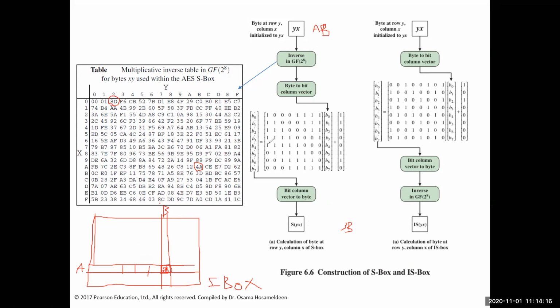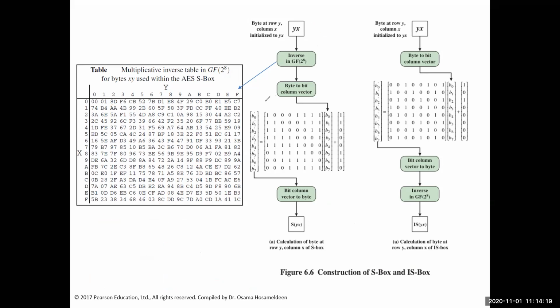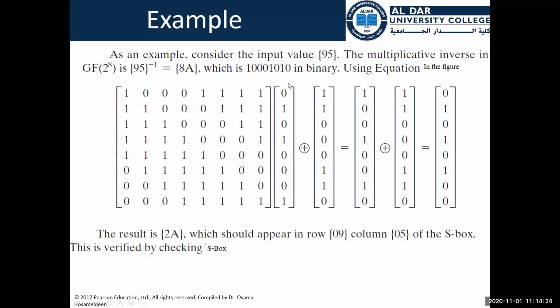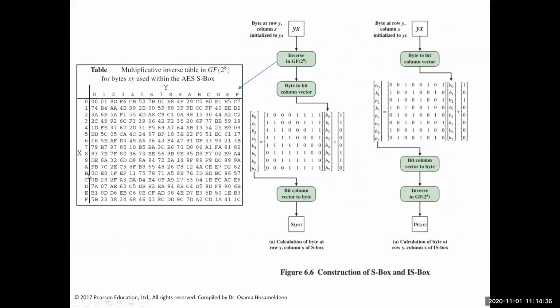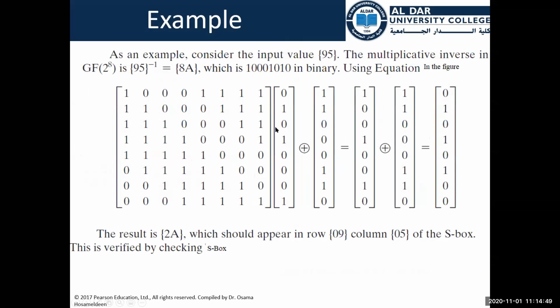That's how we calculate, or how to implement, the S box. Let's get a numerical example. For example, the 9-5. This is 1 byte that we want to convert. The first thing is to go to the 9-5, and 9-5 is here, right? It is 8A. So the output is 8A.